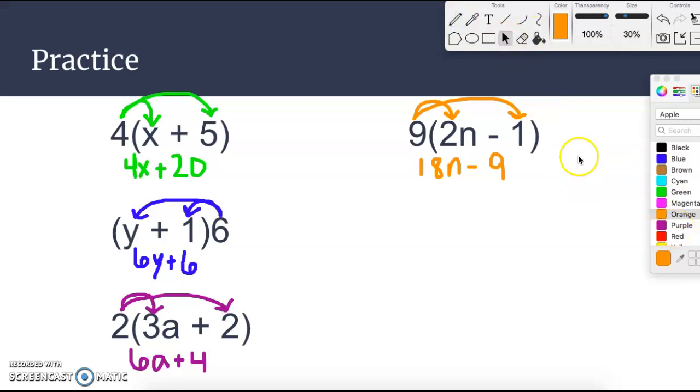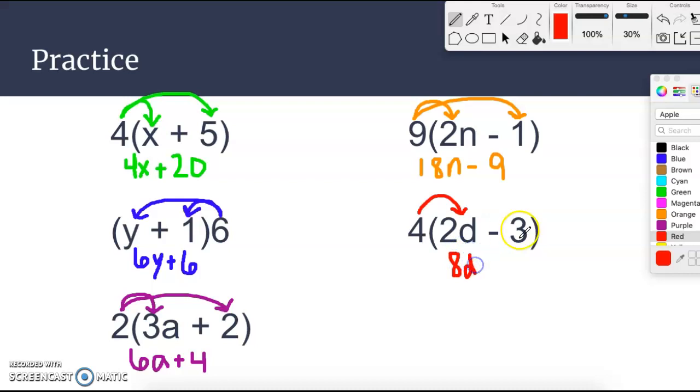Next one is 4 times the quantity 2d minus 3. Take your number on the outside, multiply it by your first term. 4 times 2 is 8d. 4 times our second term, so 4 times 3 is 12. We're subtracting, so 8d minus 12.